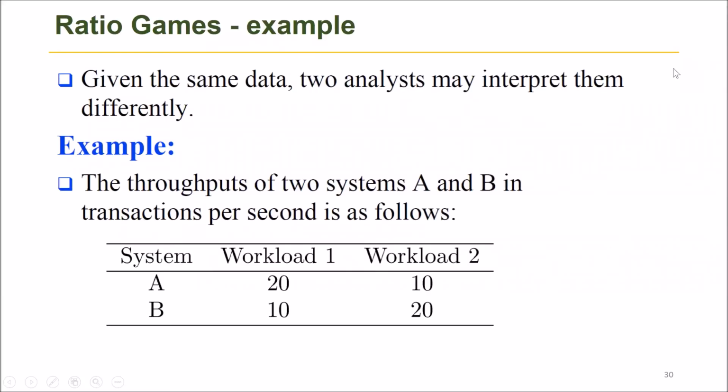In general, ratio game happens when two analysts interpret data in two different ways. Consider that we have two systems A and B. They perform the same task. We measure the throughput of those systems with two different workloads, 1 and 2. The result is presented in the table. In your opinion, which of those systems is better on average?